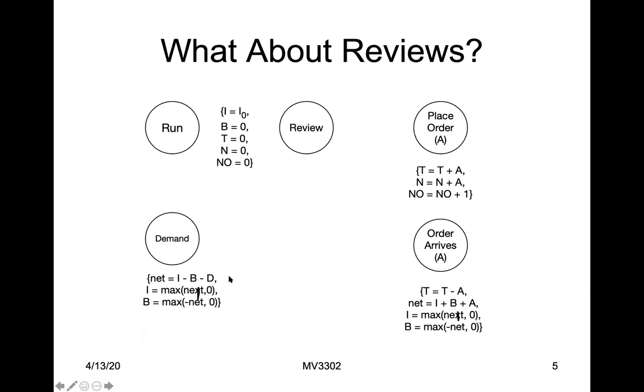So the net would be okay. Let's put another value in. Supposing again we had 5 on hand and no back orders, and the demand was for 10. So now we have 5 minus 0 minus 10, and so the net would be negative 5. The amount on hand, the maximum of negative 5 and 0, would be 0, but the back order, the maximum of 5 and 0, would be 5. So after that, we would have 5 on back order.